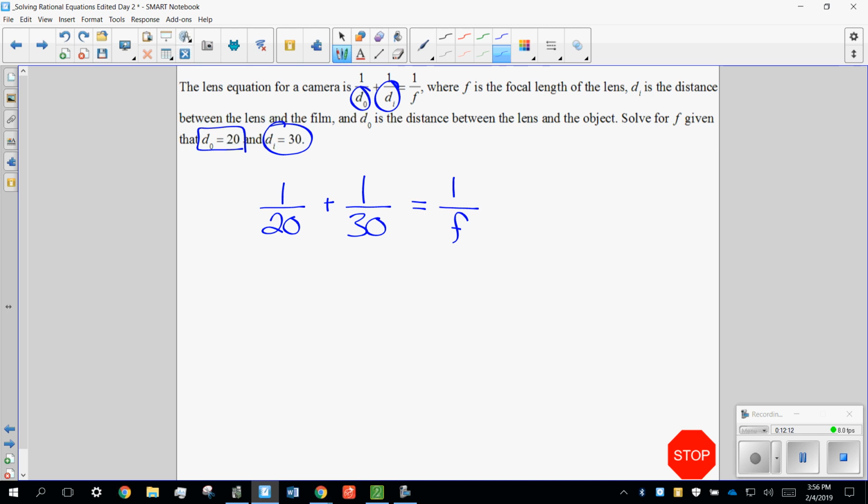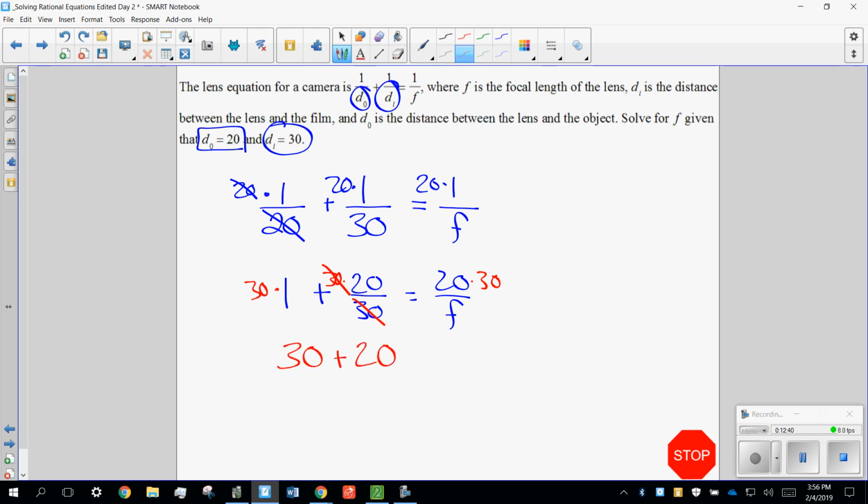So, not as bad as it looks. Let's just multiply by 20 everywhere, because that's a unique denominator. Those 20s will cancel out. We'll have 1 plus 20 over 30 equals 20 over f. Now let's multiply by 30 everywhere. Just some of them, all of them. These 30s divide out, but we are left with 30 plus 20 equals 600 over f.